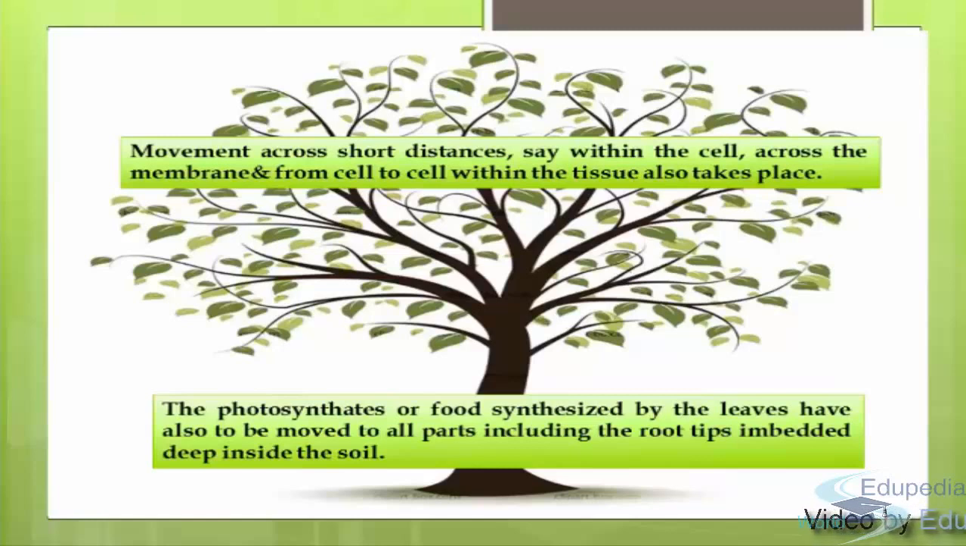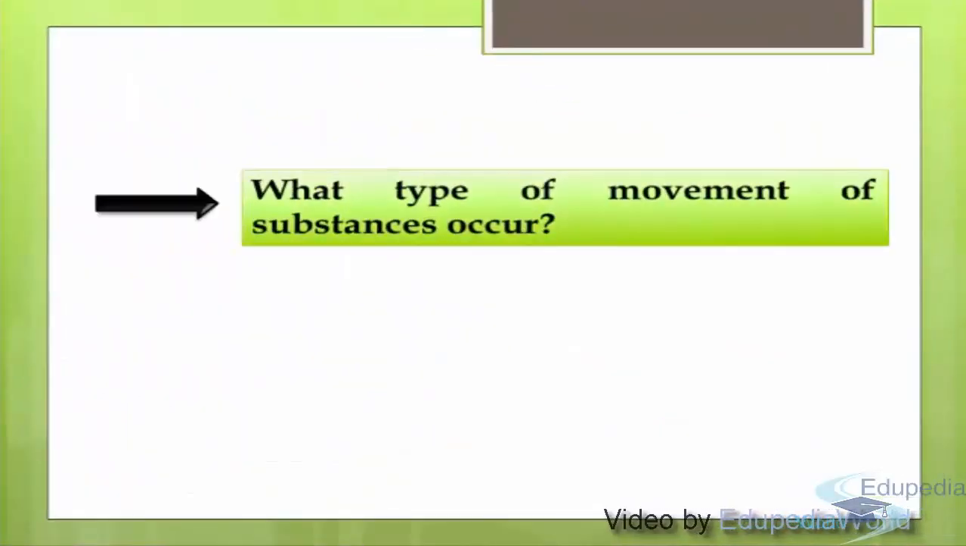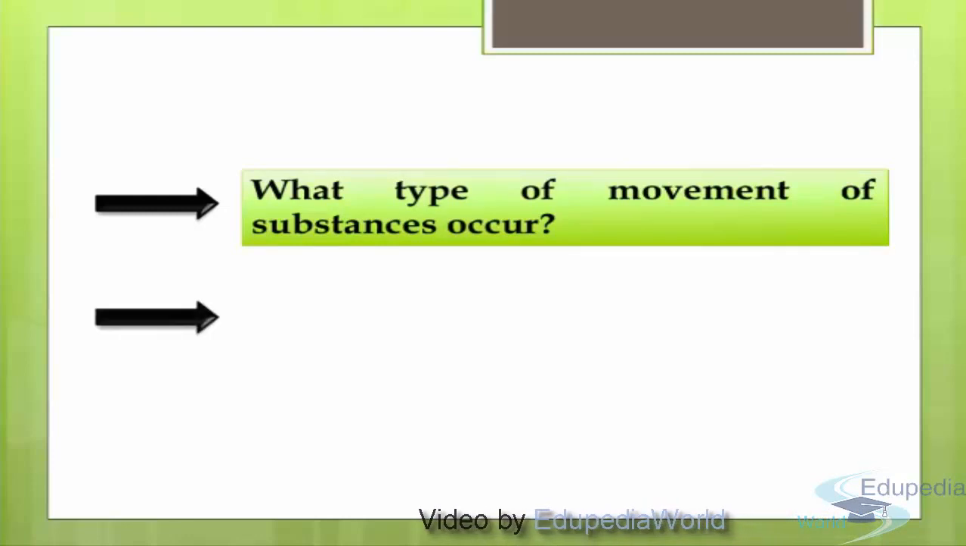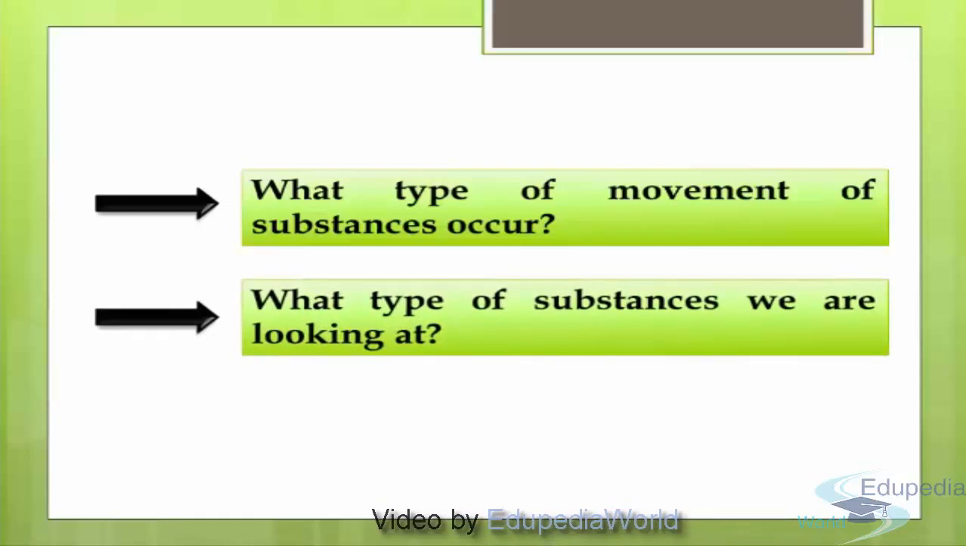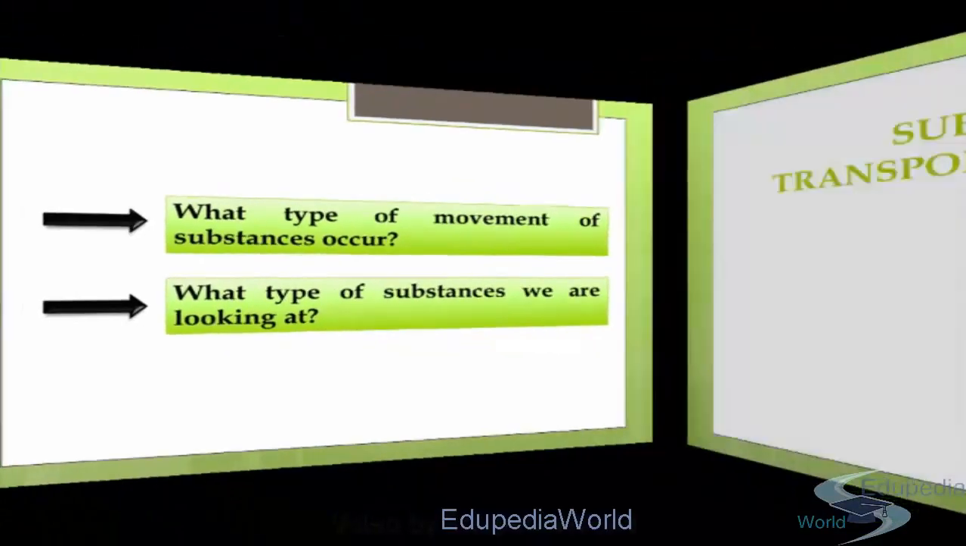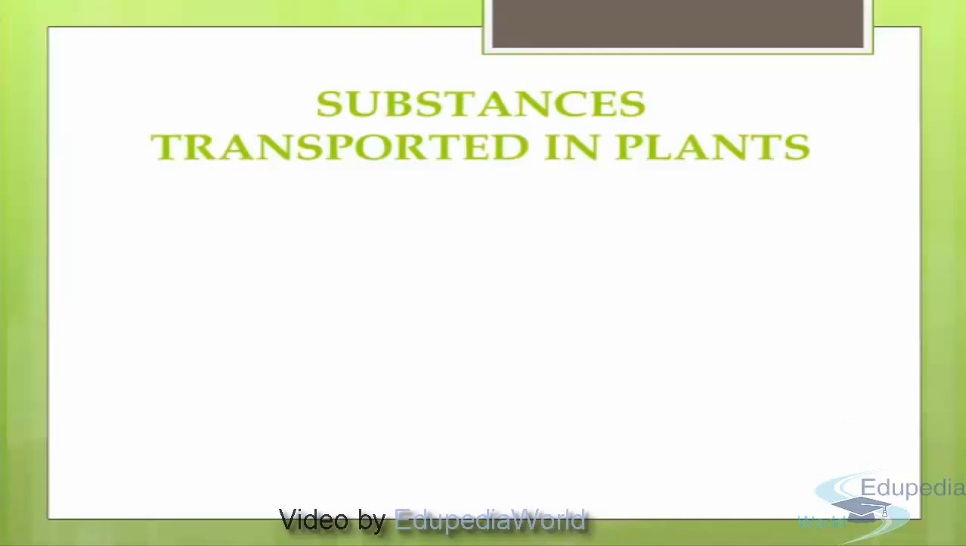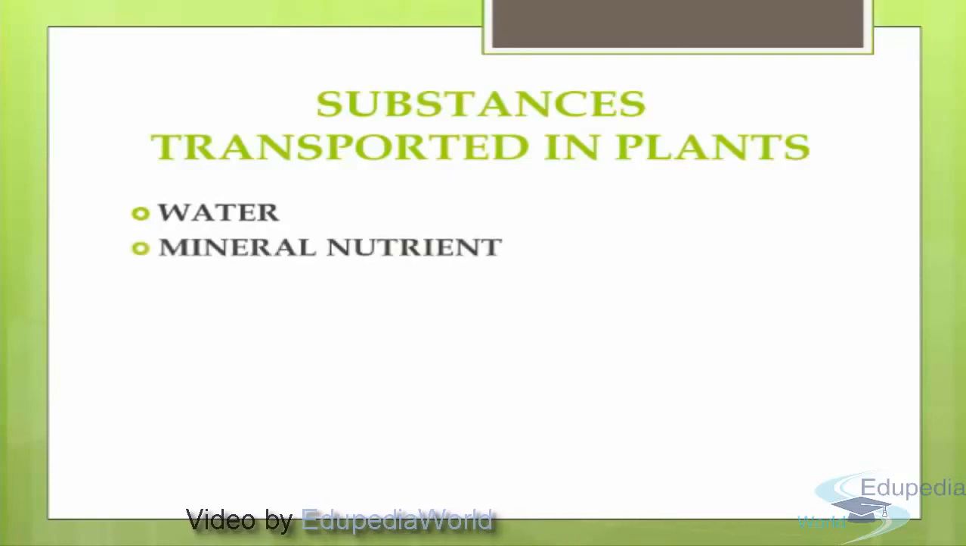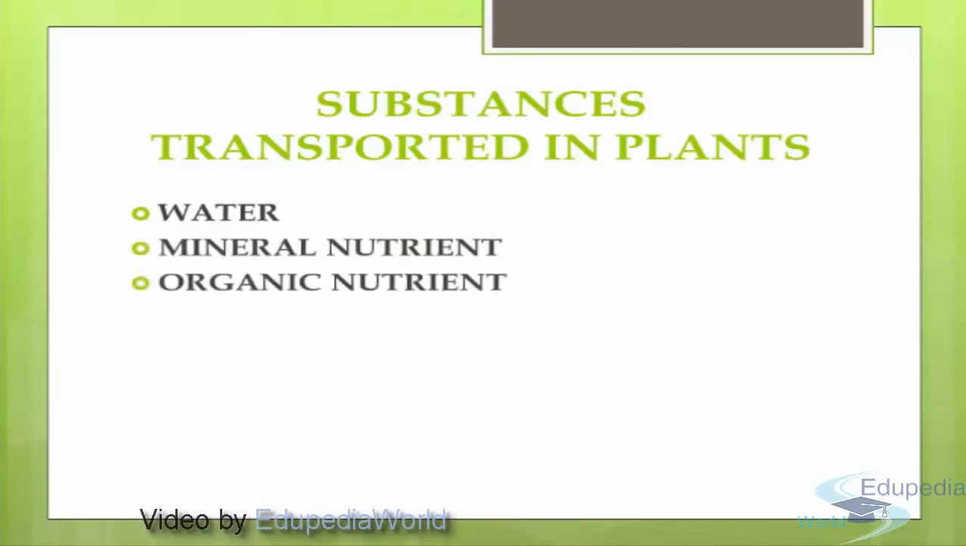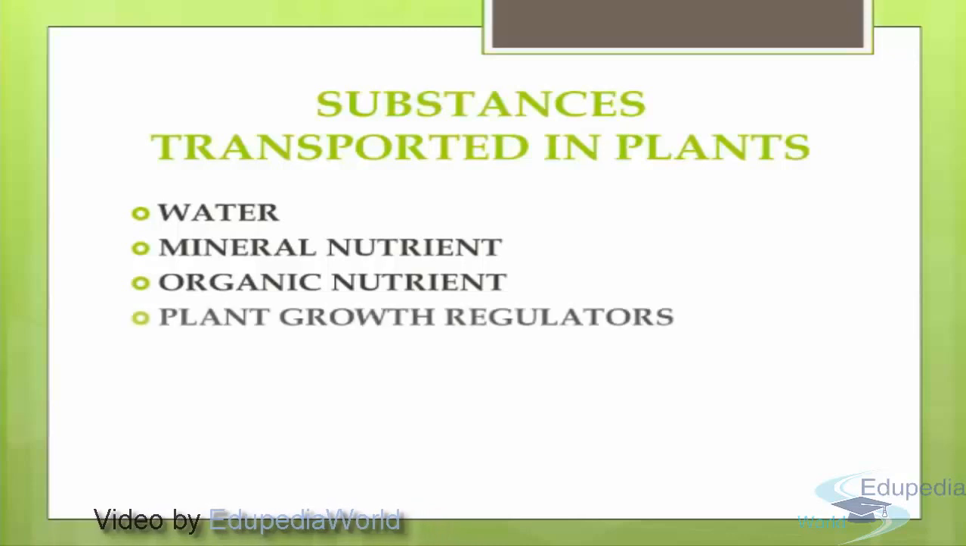Regarding the structure of cell, we had already discussed in our previous video lecture. When we talk of the movement of substances, we need first to define what kind of movement we are talking about and also what substances we are looking at. In flowering plants, the substances that would need to be transported are water, mineral nutrients, organic nutrients, and plant growth regulators.